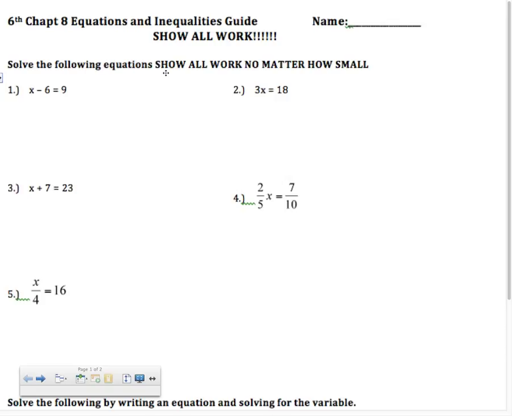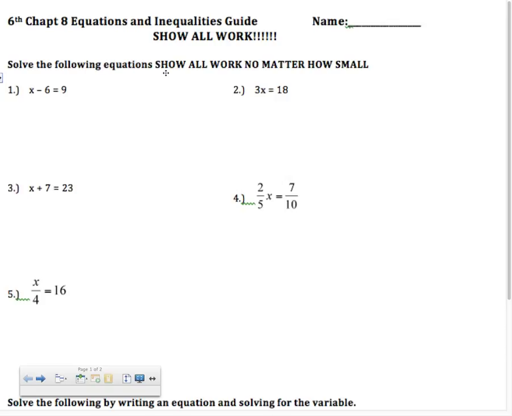So today we're going to be looking at the guide for the next Chapter 8 quiz. This is on equations and inequalities. We're just going to take a look at how these problems are meant to be approached and solved. So the first set we have here are just pretty basic solve the equations, showing your work, of course, so that we know what we're doing.